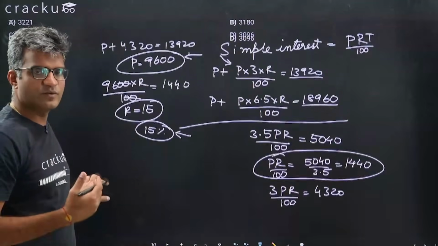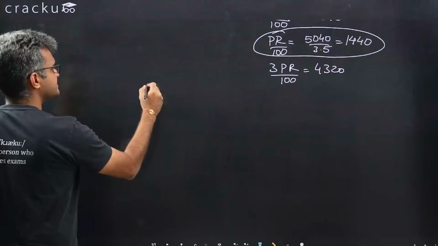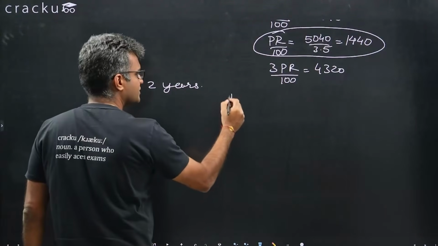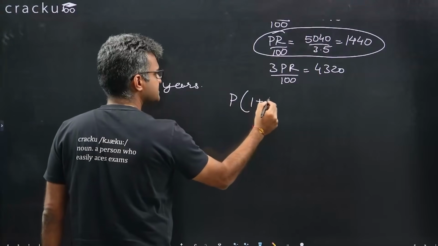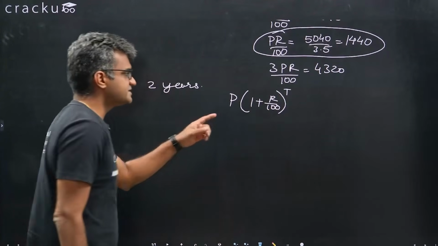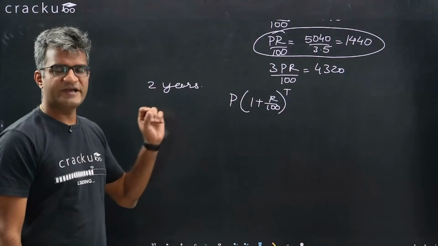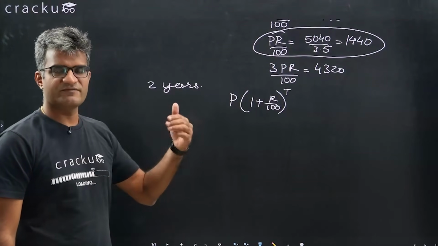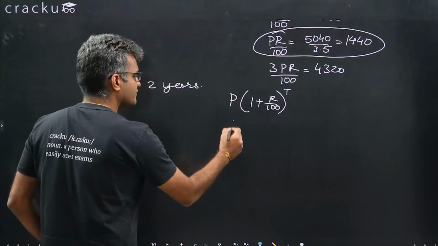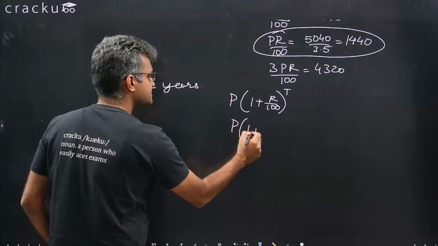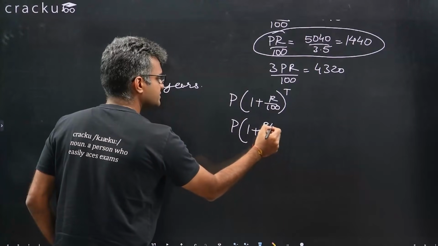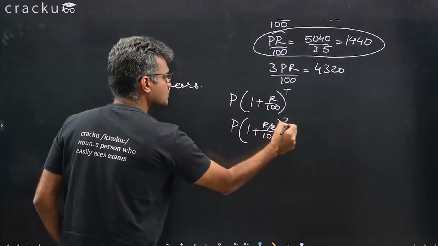That is, it is compounded every 6 months, and it is invested for 2 years. What is the amount? The amount is P into 1 plus R by 100 whole to the power T. But this is if the interest is compounded every year. If the interest is compounded after every 6 months, that is, if it is compounded semi-annually, the amount will be P into 1 plus R by 2 divided by 100, this is R by 2, whole to the power 2 times T.